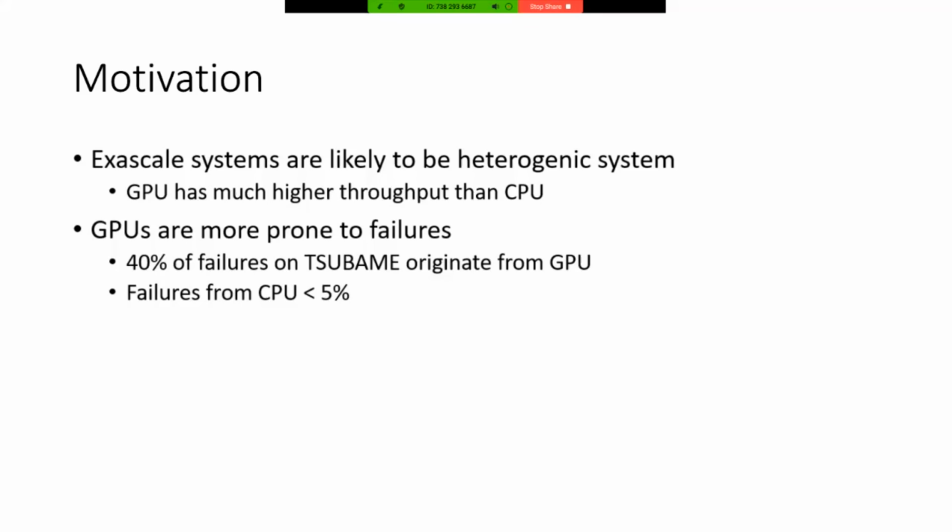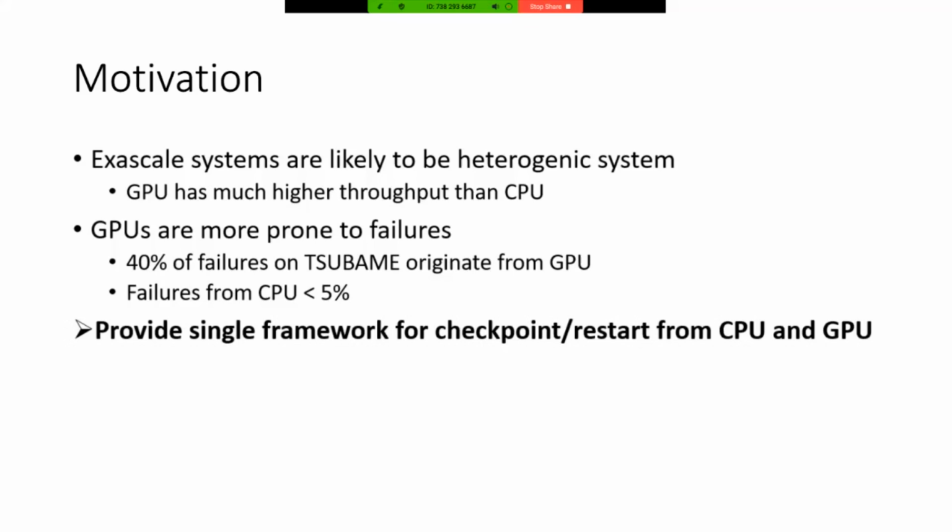Recent studies have shown that failures on supercomputers are often originated by those accelerators, by GPUs. For example, this real example from Tsubame supercomputer showed that 40% of the failures were resulting from GPU errors, and only less than 5% from CPU errors. So we need a good mechanism to store or protect data from GPU buffers.